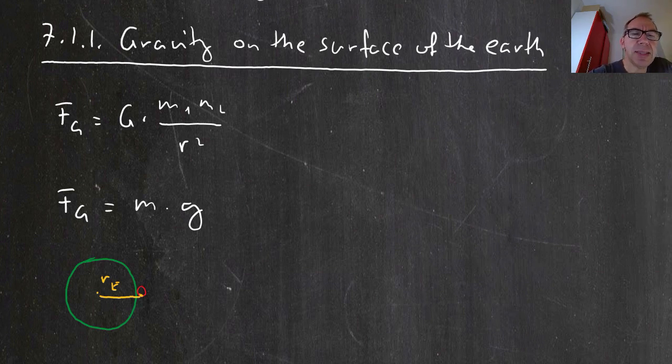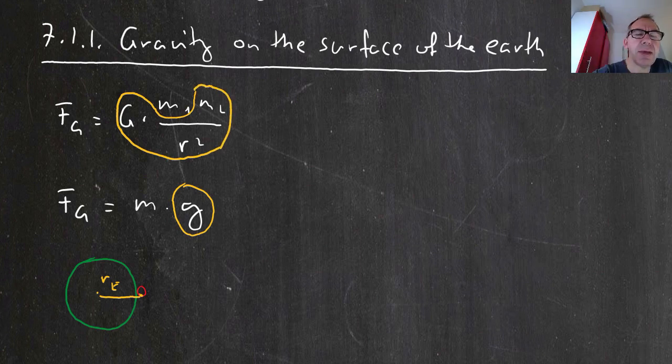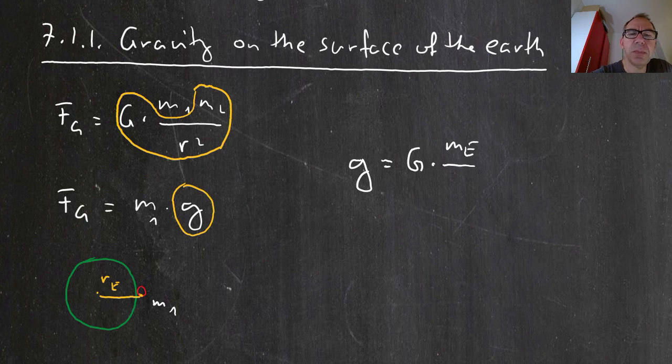So we can see that g here has to be the same as that one, in case I refer to this m as m1, the mass of the apple, for example. We can quickly check if this is true. So g is given as G times the mass of the Earth, divided by the radius of the Earth squared.